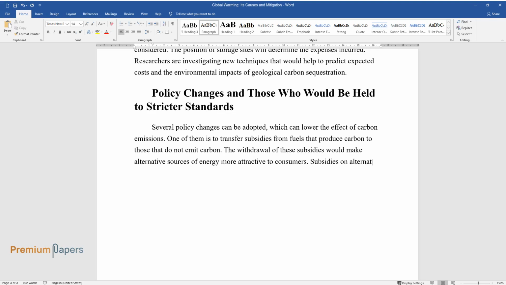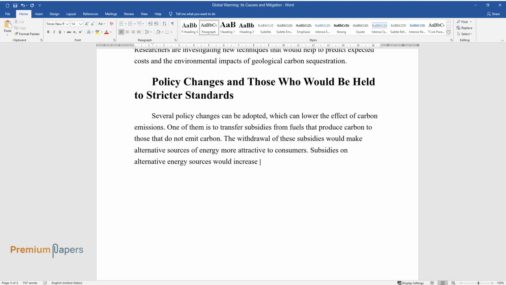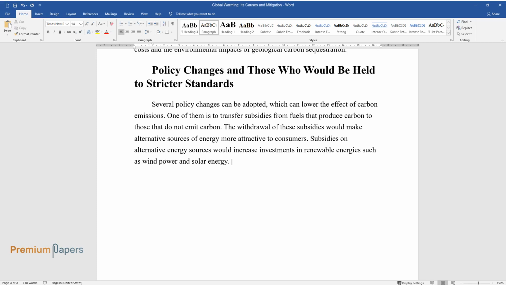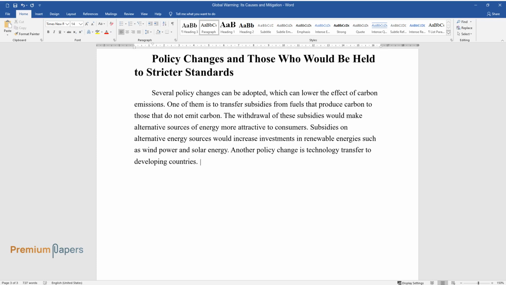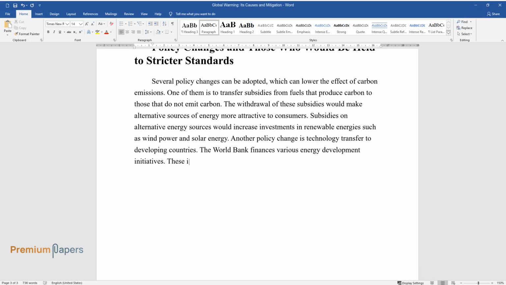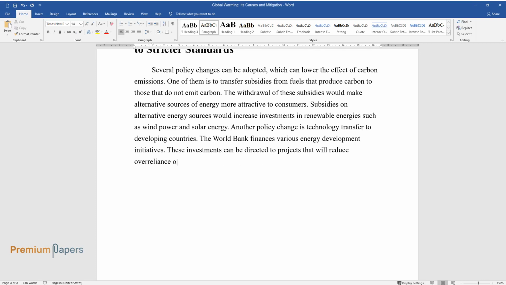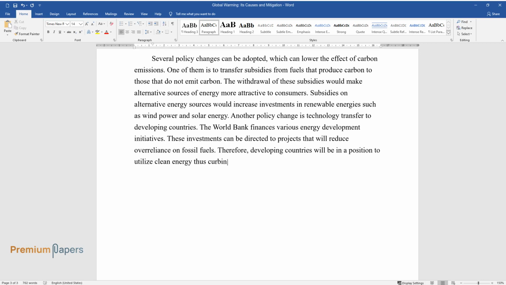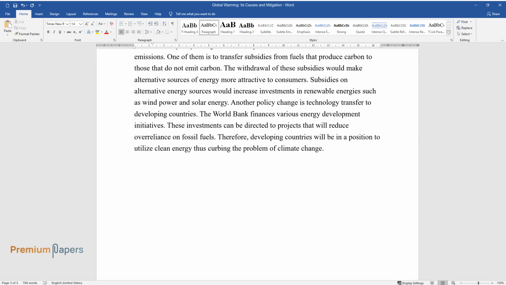Subsidies on alternative energy sources would increase investments in renewable energies such as wind power and solar energy. Another policy change is technology transfer to developing countries. The World Bank finances various energy development initiatives. These investments can be directed to projects that will reduce over-reliance on fossil fuels. Therefore, developing countries will be in a position to utilize clean energy, thus curbing the problem of climate change.